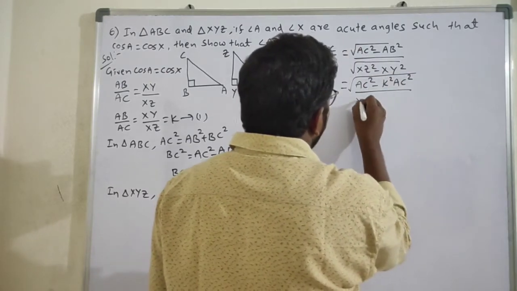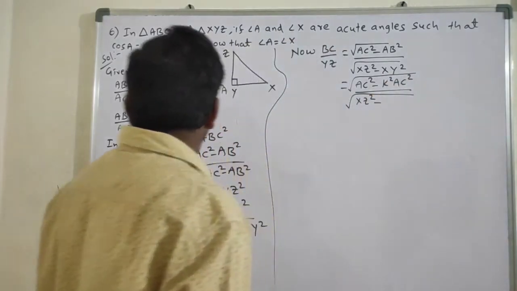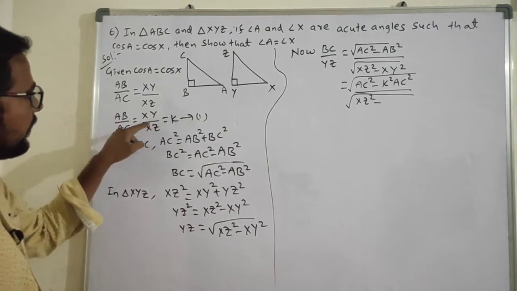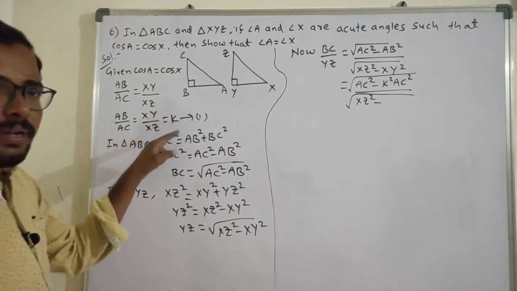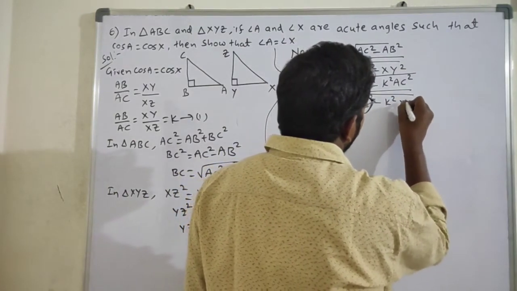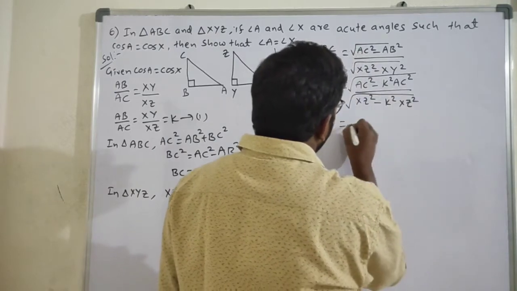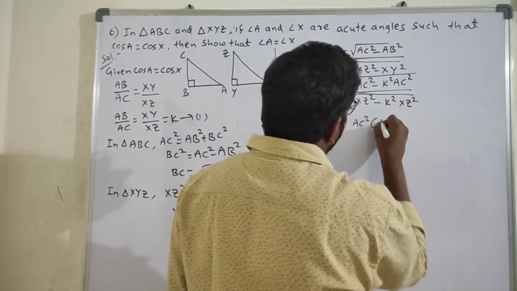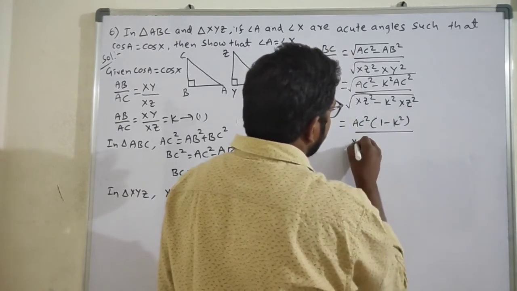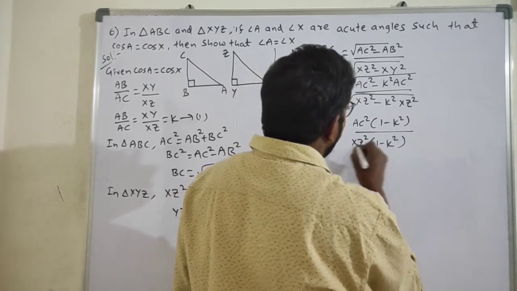So in the denominator, XZ square minus XY square under root. Similarly, this is also XY by XZ, so XY is equal to K into XZ. Since there is a square, K square into XZ square. So take out AC square common, remaining 1 minus K square, by taking XZ square common, remaining 1 minus K square, under root.